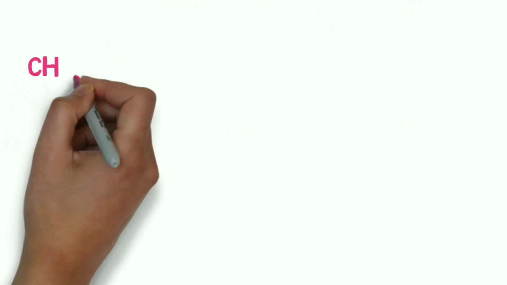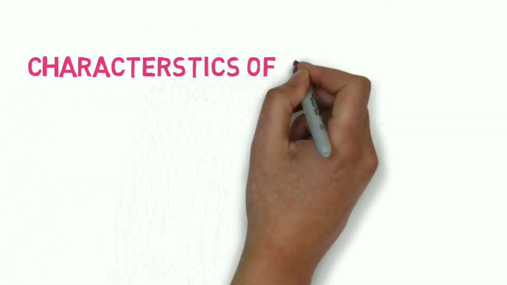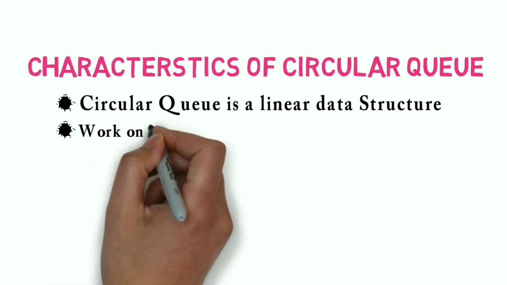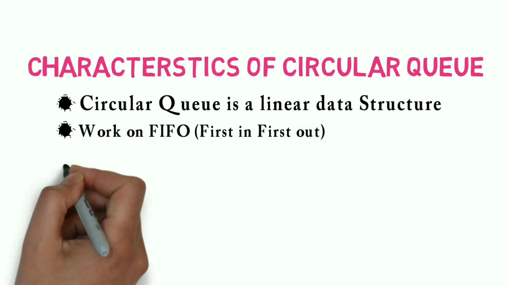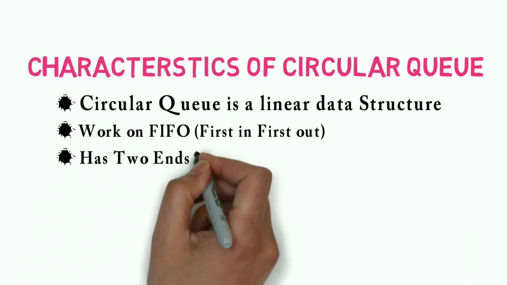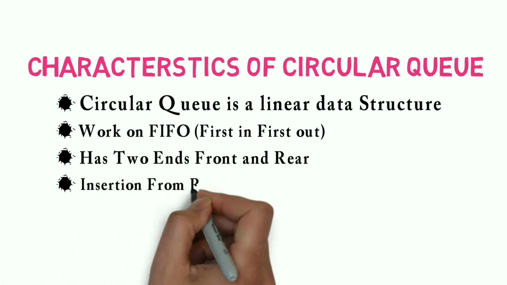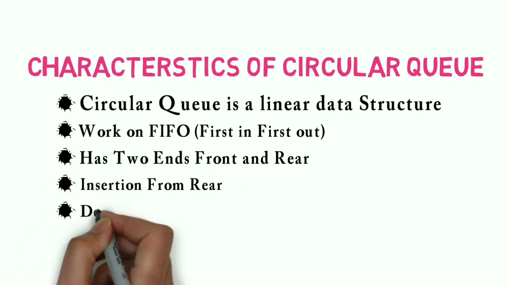Hello, our next topic is circular queue. Some characteristics of circular queue are: it is a linear data structure. It is based on FIFO, first in, first out. It has two ends, front and rear. Insertion is done by the rear and deletion from the front.